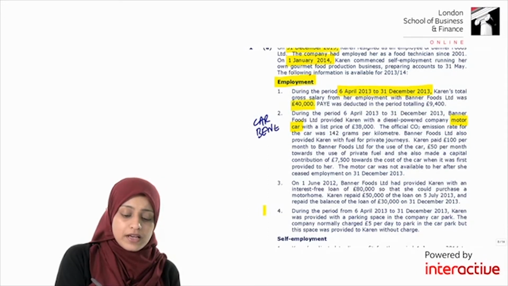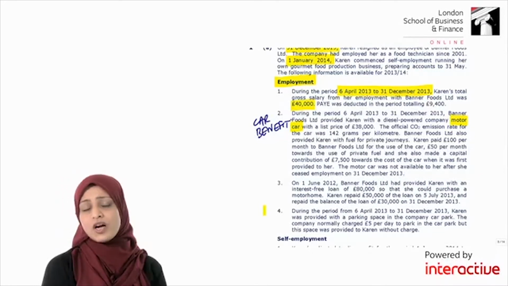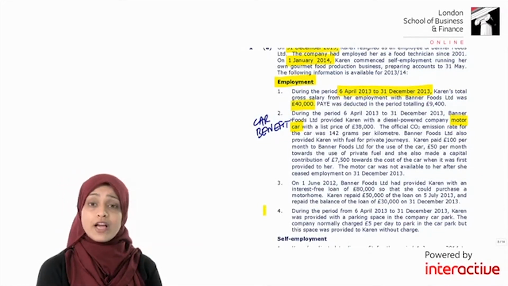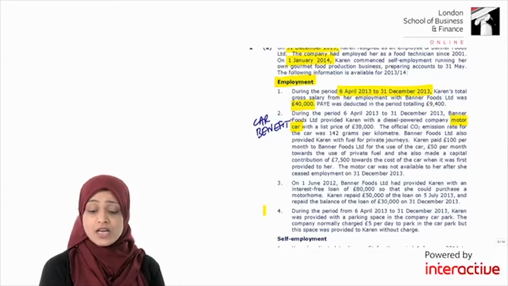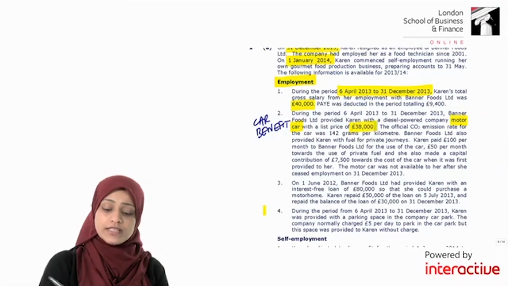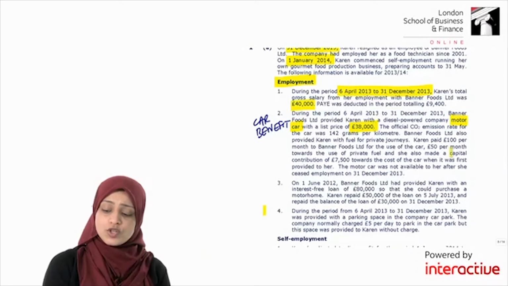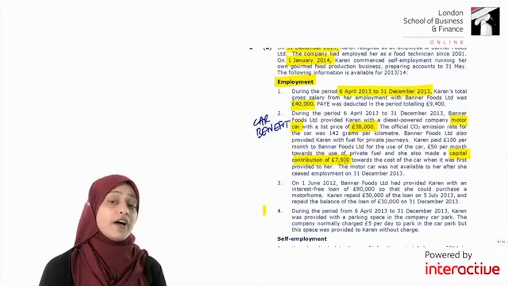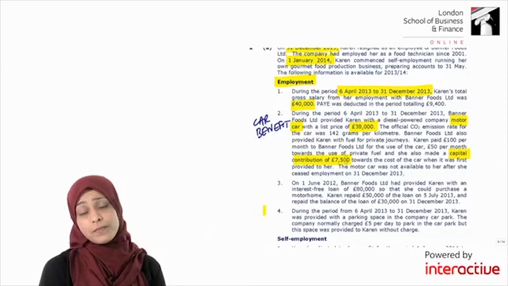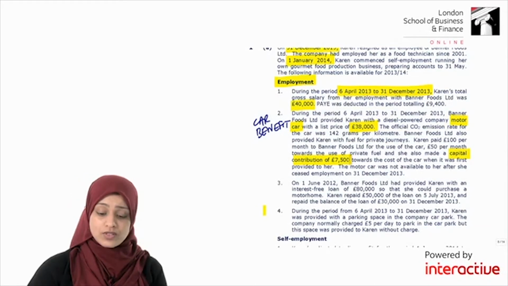Now, if the examiner brings in benefits, we expect the common benefits to come up, and the most common ones are the living accommodation and the car benefit. So here we've got the car benefits, and in order to get the car benefit, we require the list price. And we are told that she made a capital contribution of 7,500. However, the allowable maximum amount that can be deducted is 5,000.